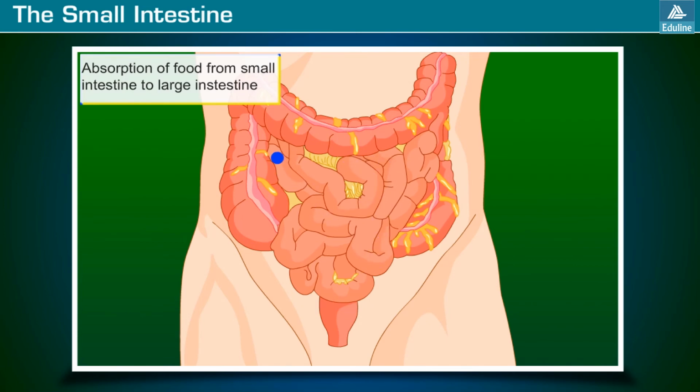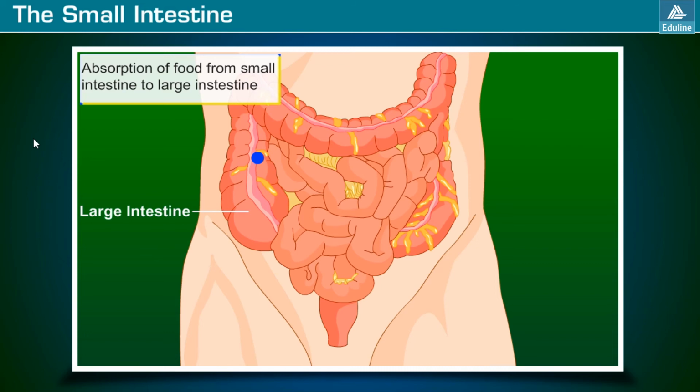There are numerous finger-like projections on the wall of the small intestine. These projections are called villi. They have fine blood capillaries to absorb the food. After absorption, food mixes in the bloodstream and is carried to all the cells of the body. The cells utilize this food to release energy.